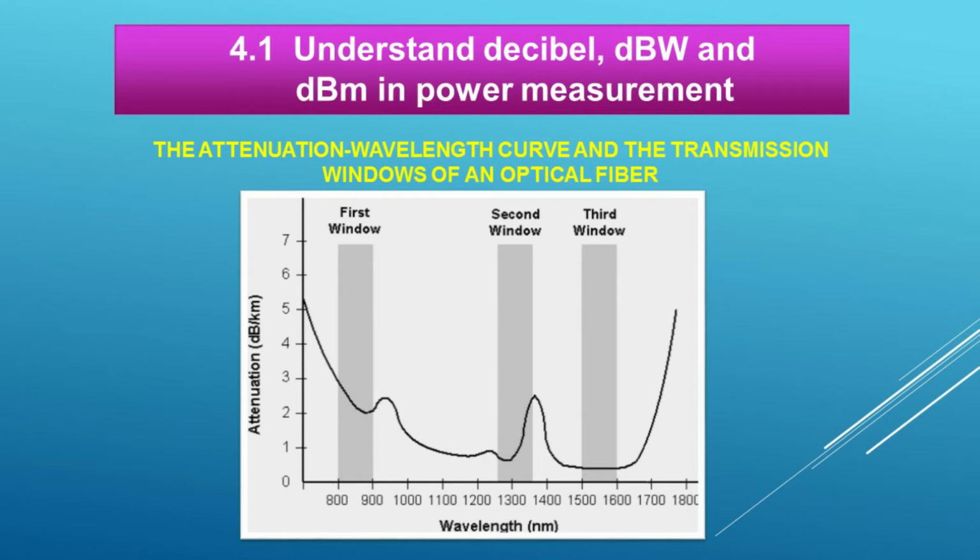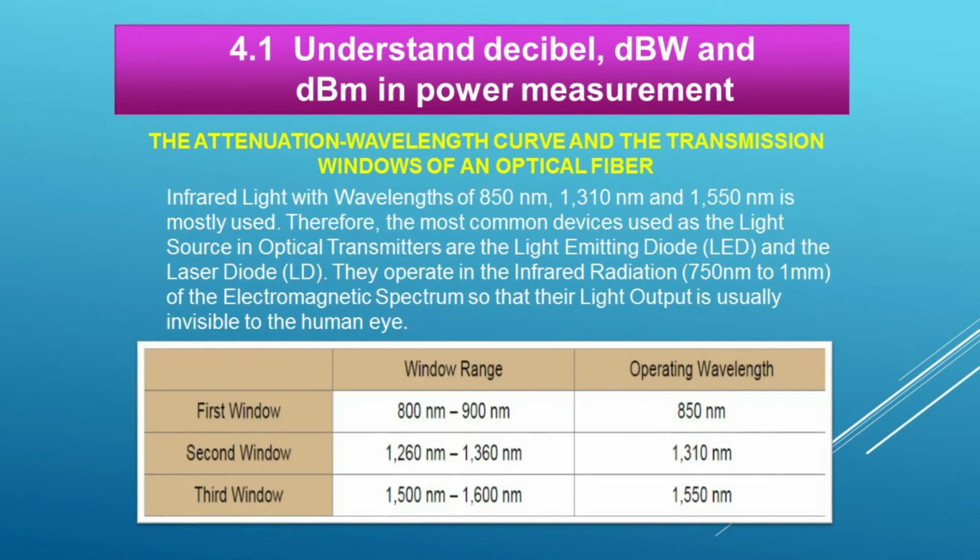The attenuation wavelength curve and the transmission windows of an optical fiber. Infrared light with wavelengths of 850 nanometers, 1310 nanometers and 1550 nanometers is mostly used. Therefore, the most common devices used as the light source in optical transmitters are the light-emitting diode, LED, and the laser diode, LD. They operate in the infrared radiation, 750 nanometers to 1 millimeter of the electromagnetic spectrum, so that their light output is usually invisible to the human eye.